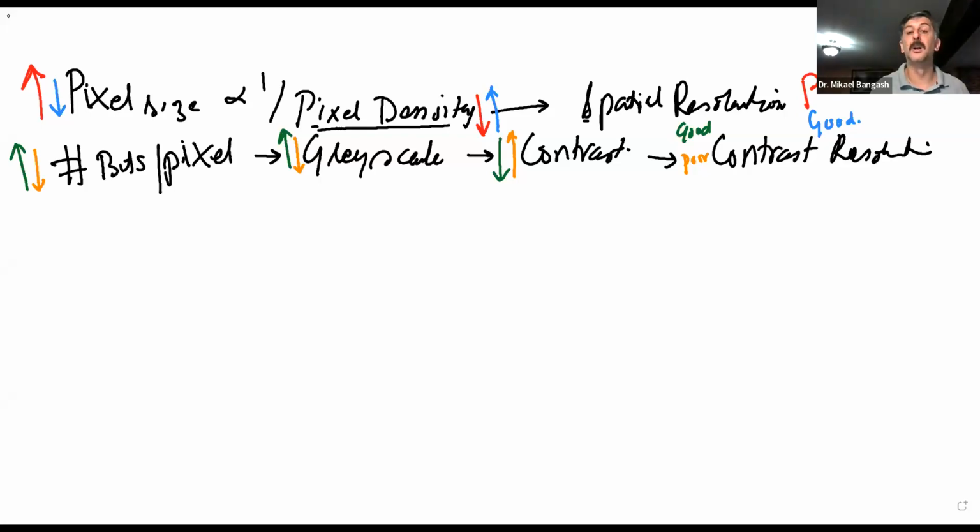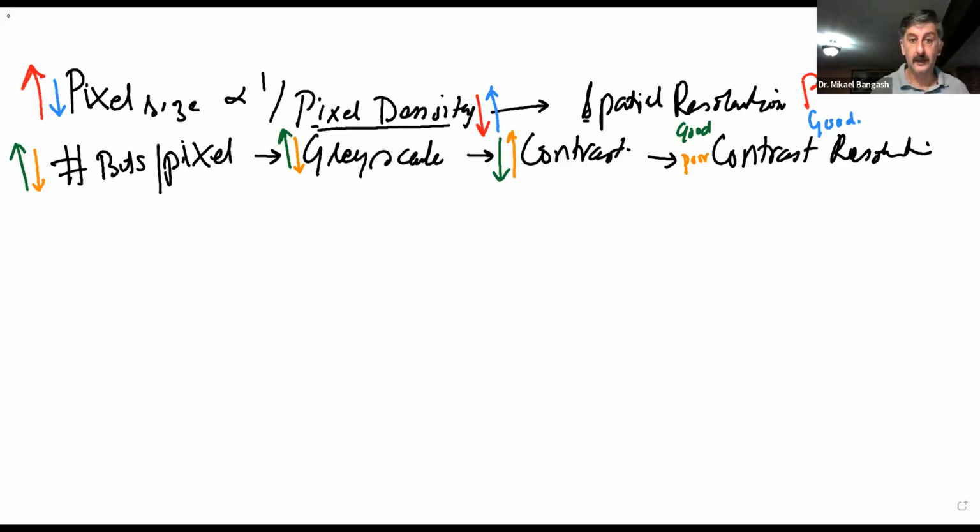So your painting is going to have a poor contrast resolution, because you're not going to be able to accurately show the contrasts of any specific reflections. So please note, the lower your grayscale, the greater the contrast, the poorer your contrast resolution.